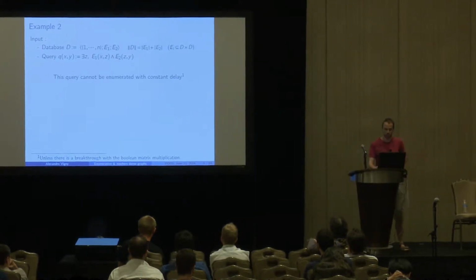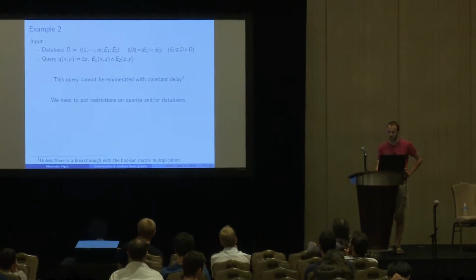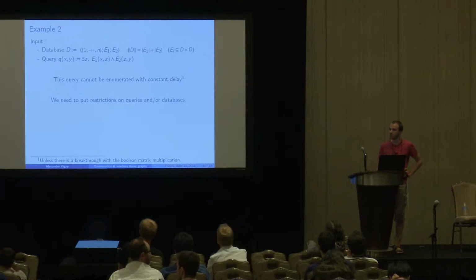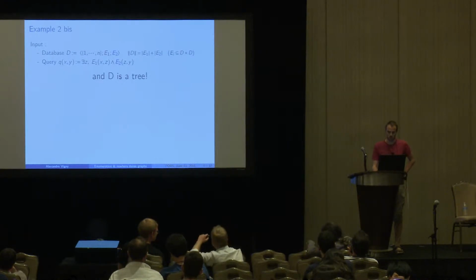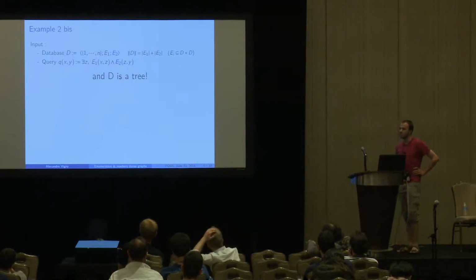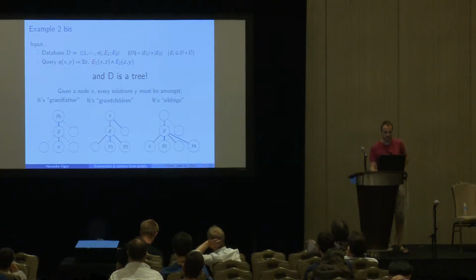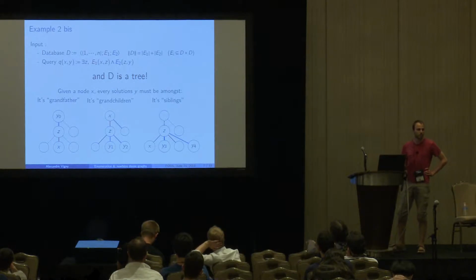So we'll need to put some restriction either on queries or on the database. And we'll have to put a really important restriction, because this query is really simple. It's an acyclic conjunctive query. So we need to go even deeper. For example, assume that now D is not any kind of database, but a tree. What can we do? Then it becomes a lot easier because we only have several cases to study.